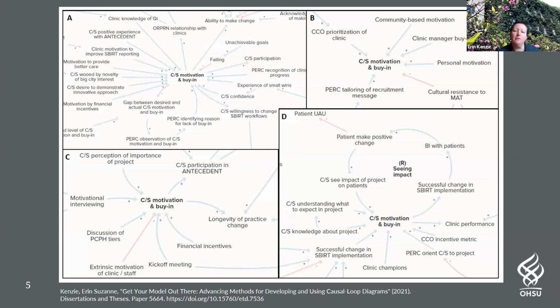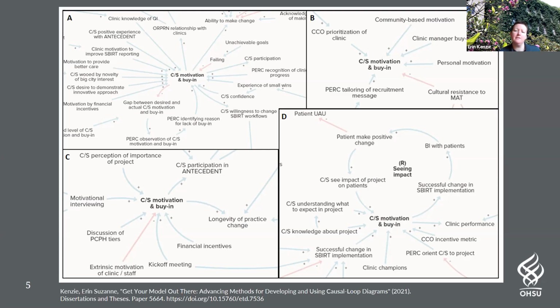Here's an example of how 4 practice facilitators had somewhat different perspectives about the role of clinician and staff motivation and buy-in. So the D panel at the bottom right shows the example you just saw in context. And then there's 3 other mental models as well. And so when comparing these, you can see that some people had a lot more to say about the topic and the variables were more densely related to other variables in their mental model, while a couple people mentioned the idea, but it wasn't as robustly integrated.